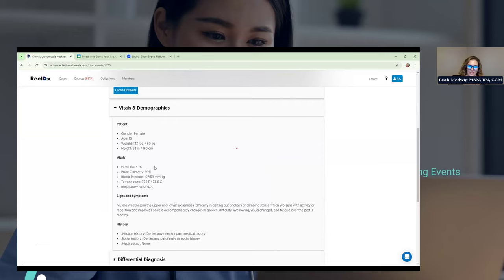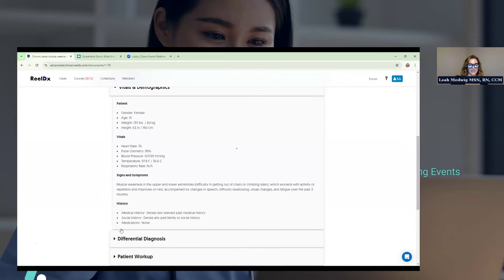We can see her heart rate is 76, her pulse oximetry is 99%, blood pressure is 107 over 59. Her temperature is normal. They didn't do her respiratory rate, but these all seem like very normal vital signs, and she appears to be a very healthy 15-year-old girl. She really has no past medical history, denies any past family or social history. She's not currently taking any medication. So this is very interesting. What could be going on with her?